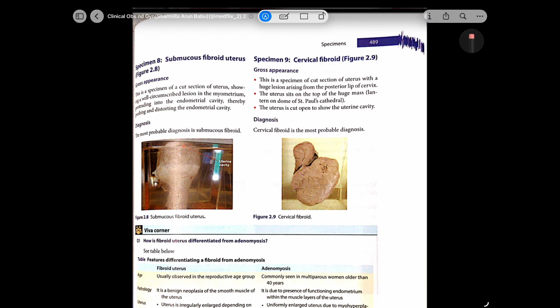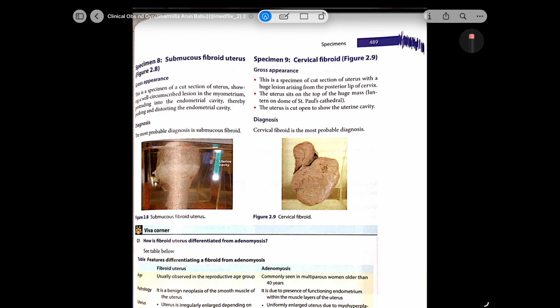Let's move on to the next one. Gross appearance. This is the specimen of cut section of uterus with a huge lesion arising from the posterior lip of the cervix. The uterus sits on top of the huge mass, like the lantern on the dome of St. Paul's Cathedral. That's what it's called.